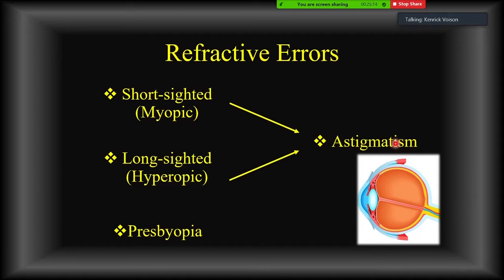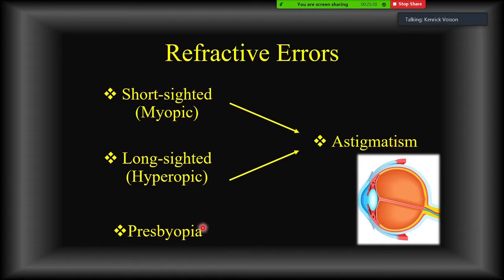However, in the case of astigmatism, it's more like the American football, where one side is a bit longer than the other side. So in terms of the surface of the eye, one meridian, one plane, one axis, one angle, is a bit longer than the other side. Then we have what we call presbyopia.